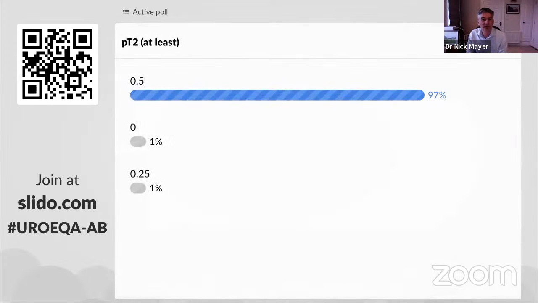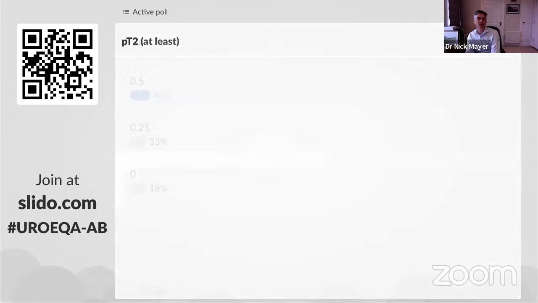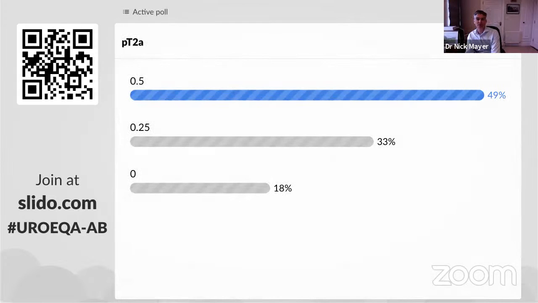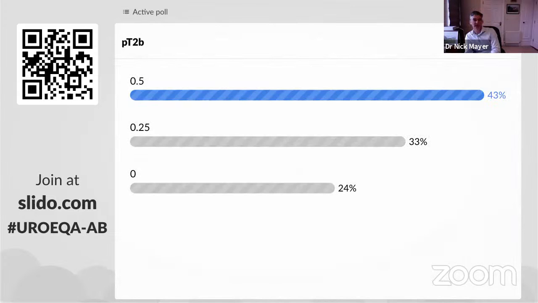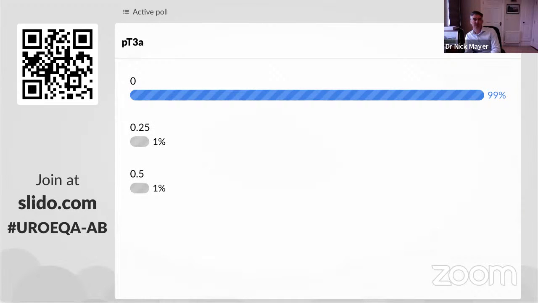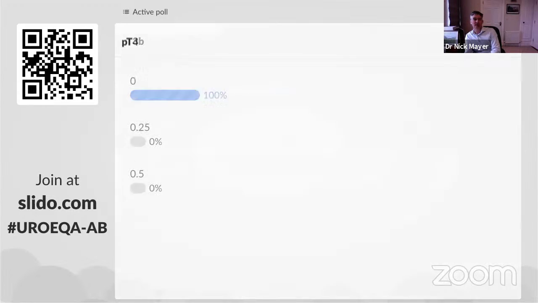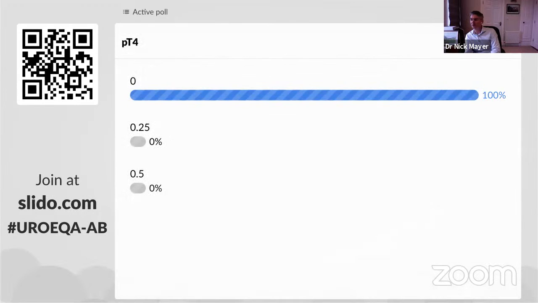So we'll just go through the scoring here. So T2 at least full marks, T2A full marks, although quite a lot going for half marks, but it has it. Full marks for T2B, and then 3A 0, 3B 0, and T4 0.